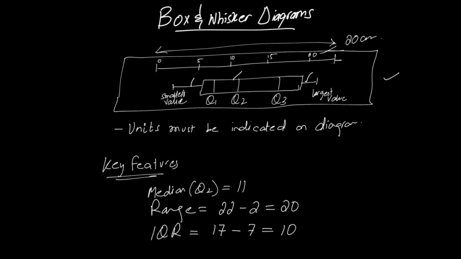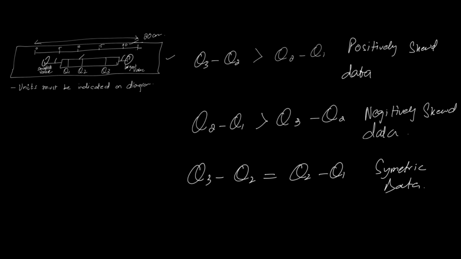Okay, so we can see that the median is 11 in this. We can find the range of this data, the largest value minus the lowest value. This represents the largest and the lowest values, and the interquartile range can also be found. Okay, so now let's see how the quartiles can show if data is positively or negatively skewed.